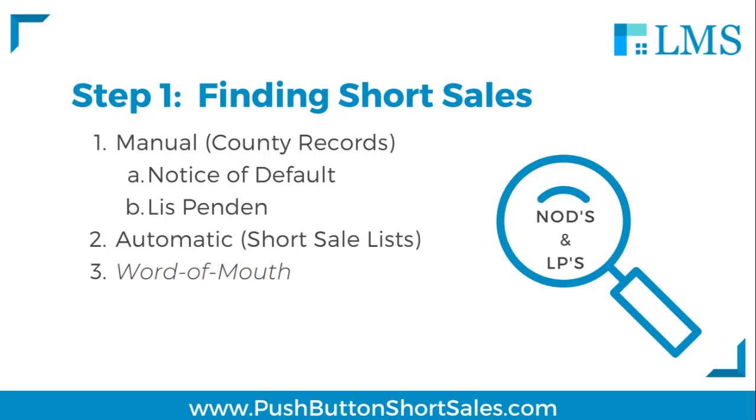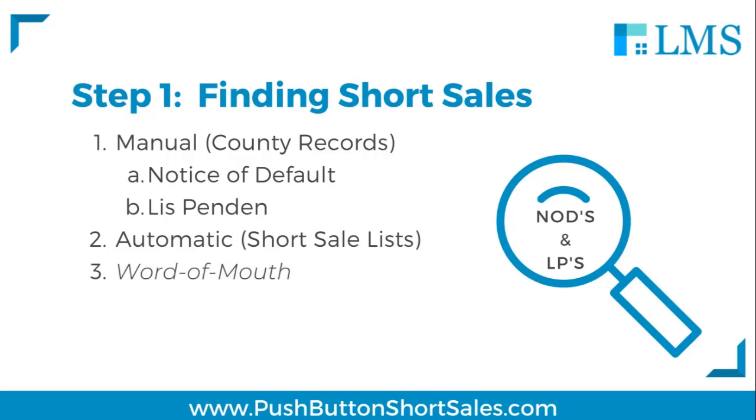The manual method is to simply call your county courthouse and find out how they record or post information about pre-foreclosures. Now, when the lender starts the foreclosure process, it's memorialized by them recording either a notice of default, an NOD, or a lis pendens. That stands for litigation pending. That means they're starting the lawsuit to take the house back.